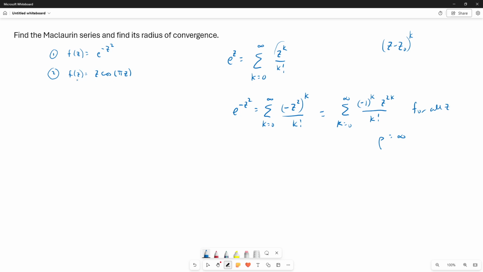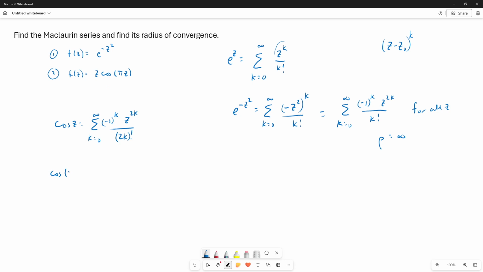So f of z equals z times the cosine of pi z. So first we'll start with cosine of z. Cosine is an even function, so we get the even powers. It's negative 1 to the k, it alternates, and then it's z to the 2k divided by 2k quantity factorial. So this is cosine z. We'll do this in 2 steps now. First we'll substitute pi z for z, and then at the end we'll multiply by z.